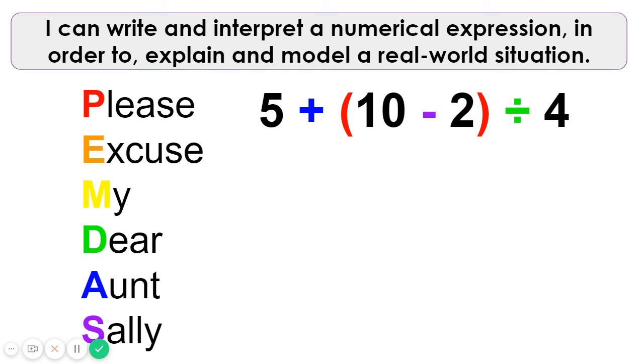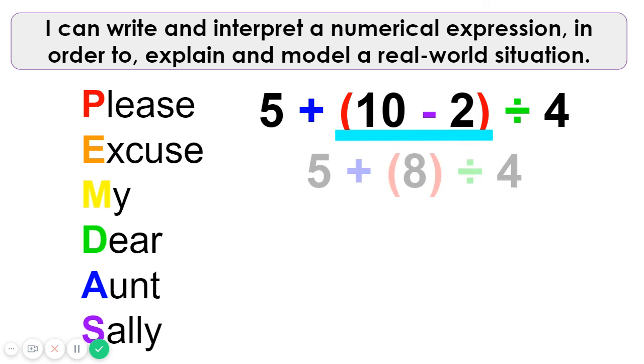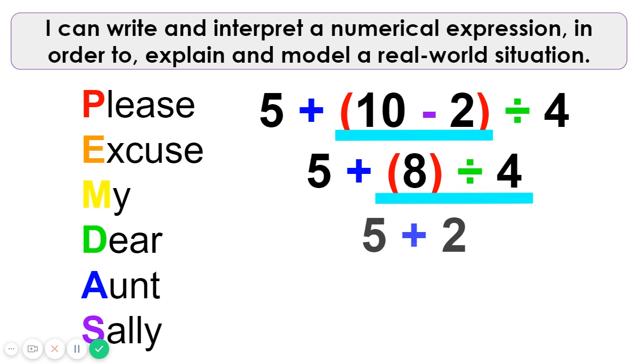Now I have 5 plus 10 minus 2 divided by 4. Have to do what's in my parentheses first. So 10 minus 2. Once I bring my answer down, I have 5 plus 8 divided by 4. According to my order of operations, I have to do 8 divided by 4 next. Bring down that answer, so I'm left with 5 plus 2. And the answer to my problem is 7.